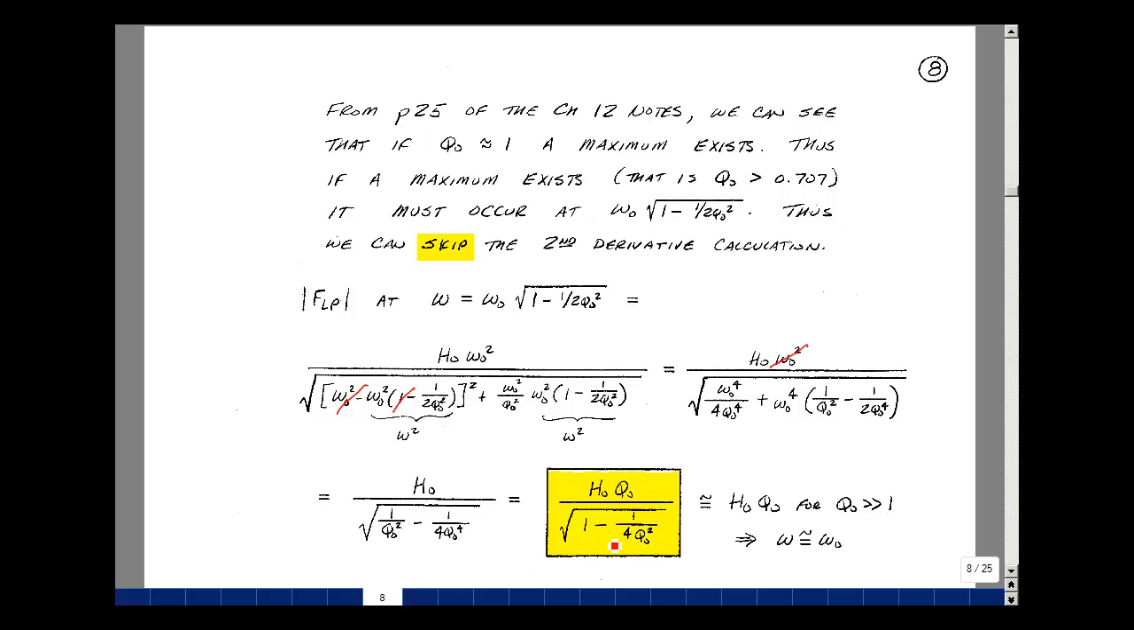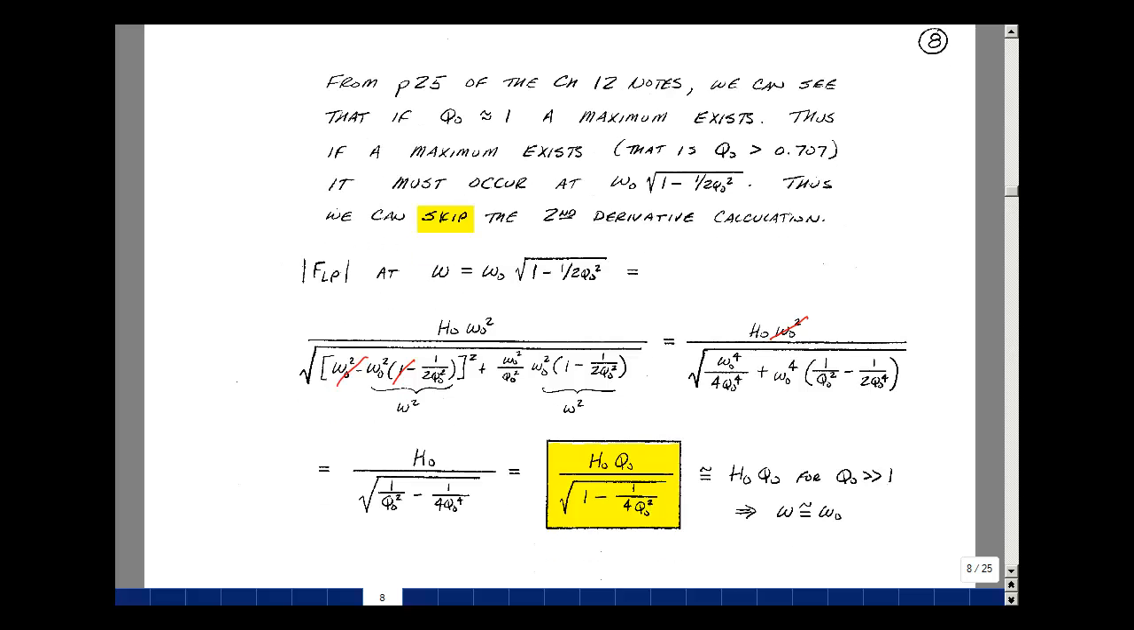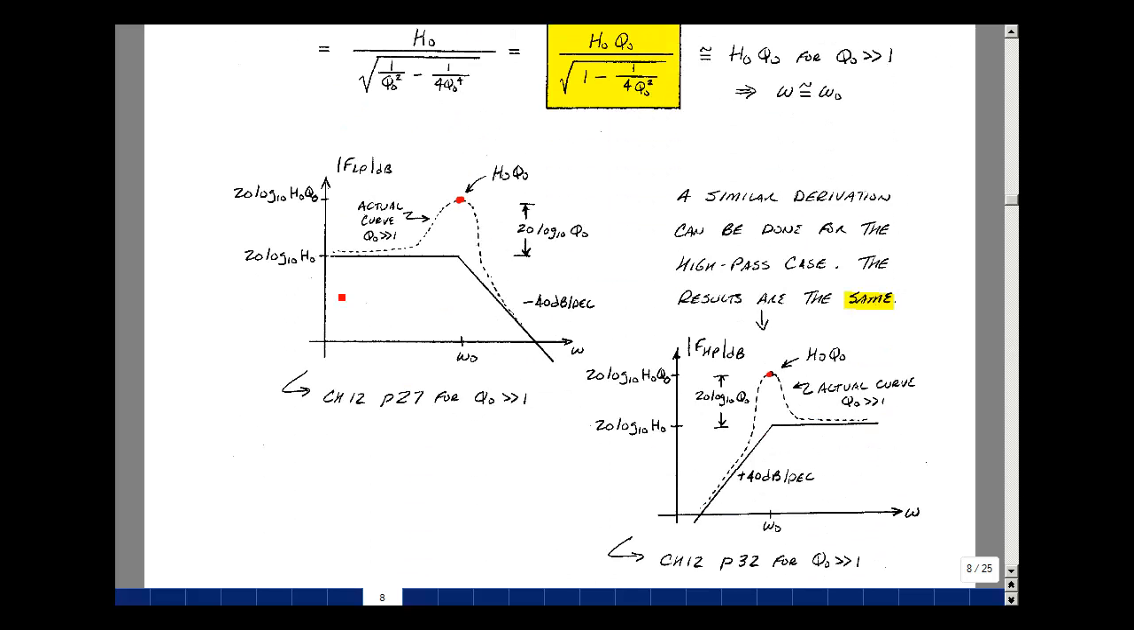And that's our formula. If Q naught is greater than 1, then squaring it is going to be a smaller number, and this is going to be approaching H naught times Q naught, roughly at the frequency omega equals omega naught. What's shown here is a sketch of the magnitude of F sub low pass versus frequency. Go back to the transfer function on the previous page. Looking at the transfer function in s, when the magnitude of s is very small, then the numerator, which is not a function of s, is H naught times omega naught squared, and the denominator has an s squared term, which is going to get small, something times s, which is also going to get small, and then omega naught squared. So as the frequency gets lower, we approach H naught.